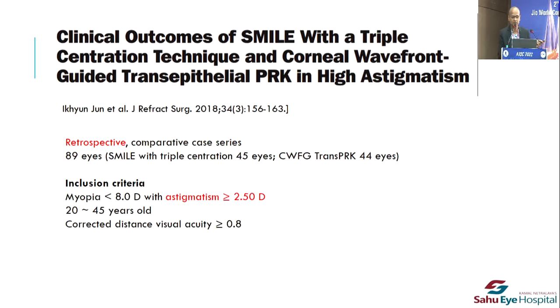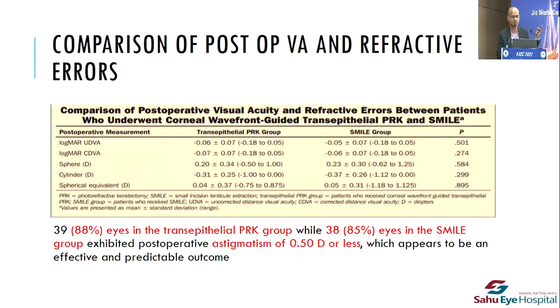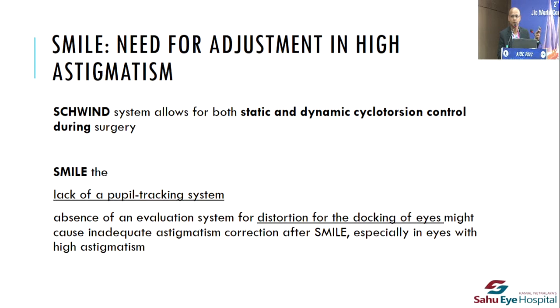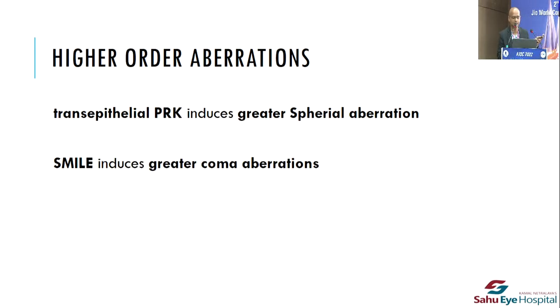When you compare it with SMILE, in fact, I would say TRANSPRK stands better, because here you have an option of looking at cyclotorsion because of the amazing 5D tracker on the Schwind Amaris. Whereas when you're doing SMILE, because there's a docking system and you have to do a mechanical marking of the axis, the amount of astigmatism correction, if at all, is slightly better with TRANSPRK.